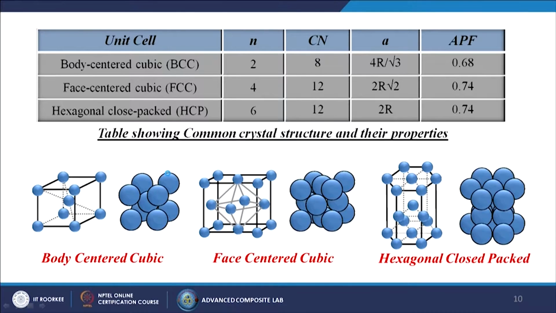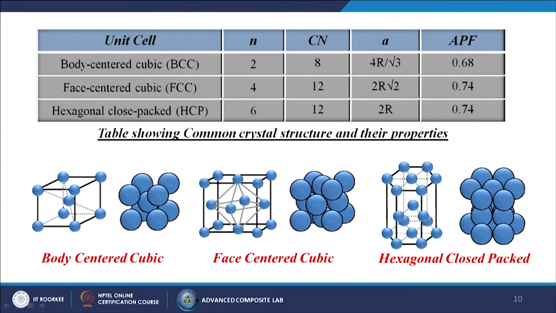Now, this is the overall comparison. Generally for unit cells, as I told already, we have body centered cubic, face centered cubic and hexagonal close packed. Here N, the unit cell number, is 2 for the BCC, 4 for the FCC and 6 for the HCP. What is the CN number over here? 8, 12 and 12. What is the A? That is the lattice parameter.